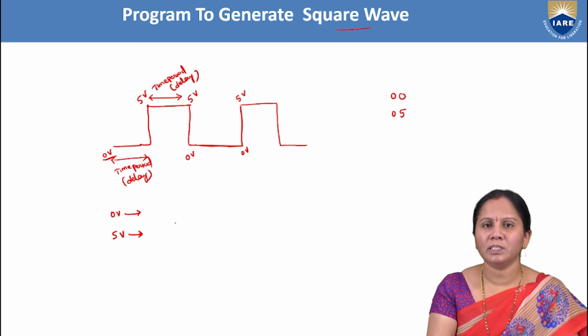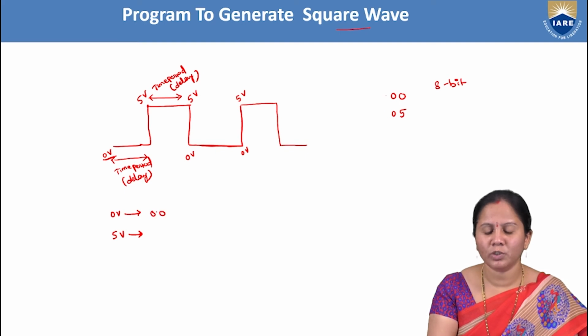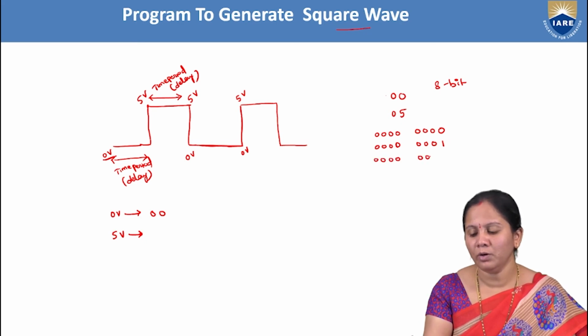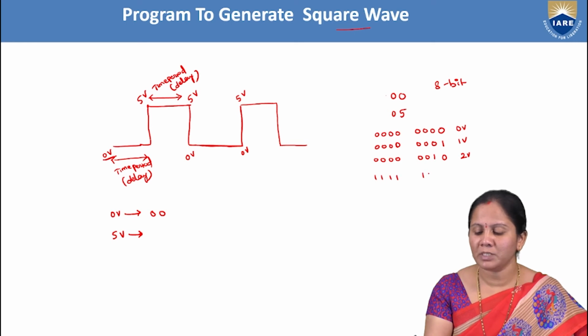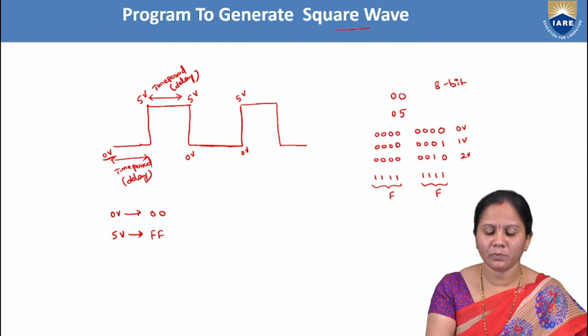But according to hexadecimal using 8-bit, you can indicate 0 volts with 00, and 5 volts with the maximum 8-bit value. Suppose you take 0000 0000, and the next 8-bit is 0000 0001, then 0000 0010, representing 0 volts, 1 volt, 2 volts. But for 5 volts, the maximum value you can represent with 8 bits is F and F. That is why 5 volts will be represented with FF.